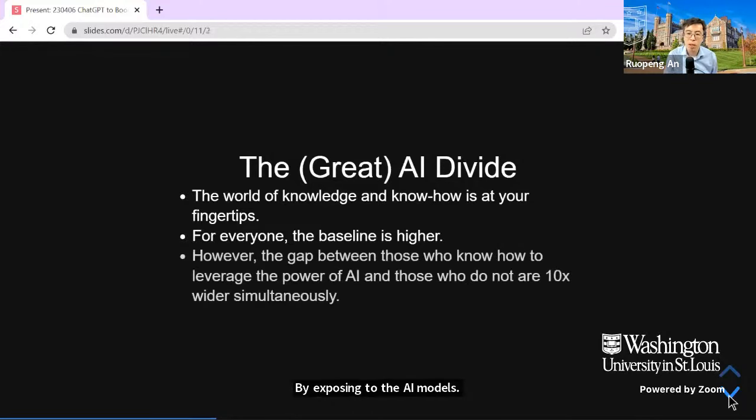However, we shouldn't be naive about the gap. I would argue that the gap between those who know how to leverage the power of AI and those who do not is probably 10 times wider simultaneously. So on the one hand, the baseline is higher for everyone, but the differential in productivity between those who know and those without leveraging the power of AI is going to increase dramatically. Okay? So that is a dynamic gap that we are about to see in the very near future.